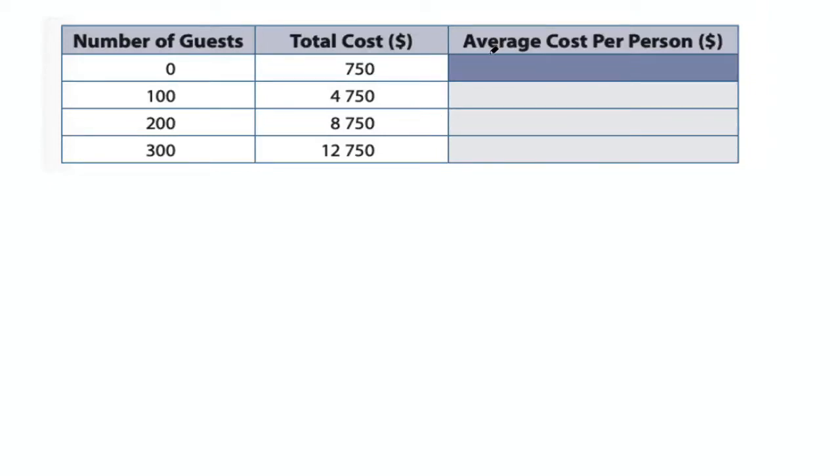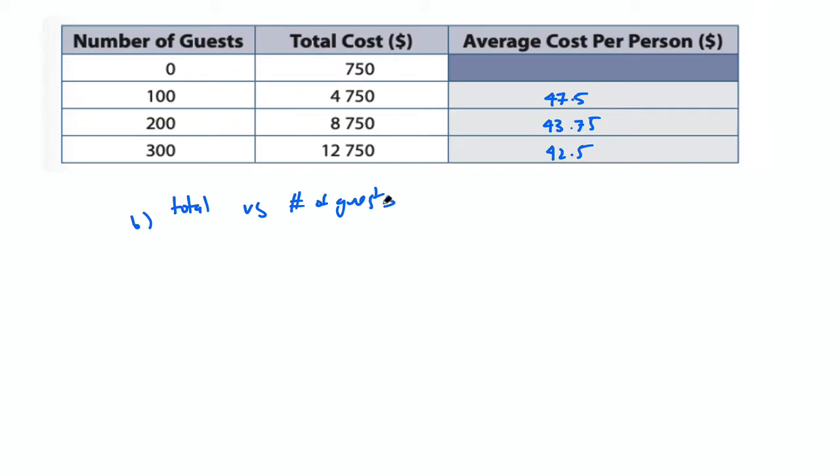So in order to calculate the average cost per person, we just have to divide the total cost by the number of guests. Doing so, you'll end up getting 47.5, 43.75, and 42.5. Okay. So is the rate of change constant for the relation of the total cost versus the number of guests?